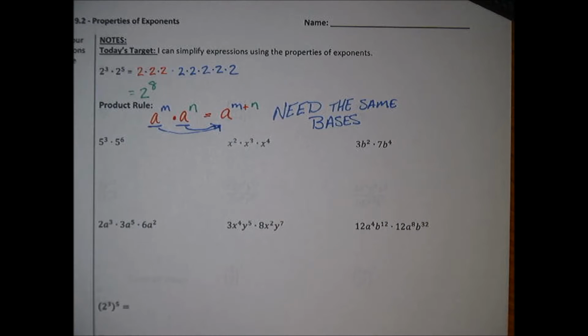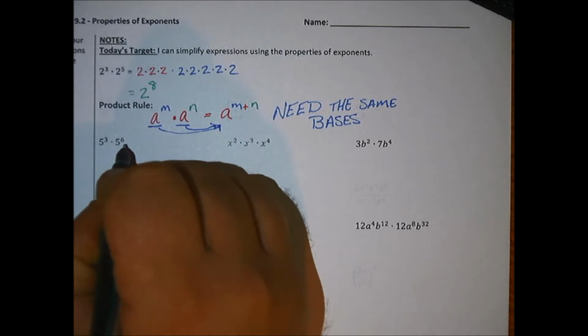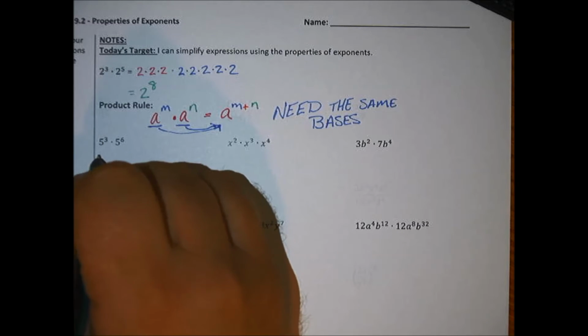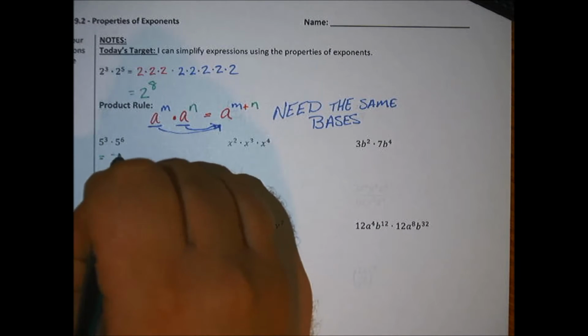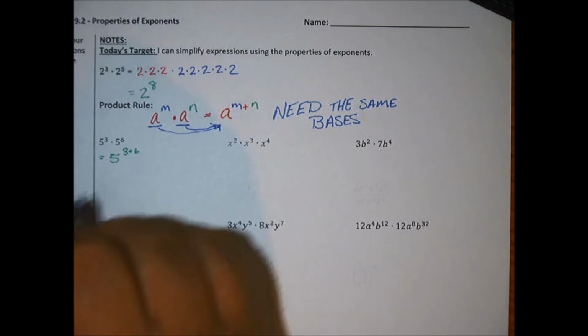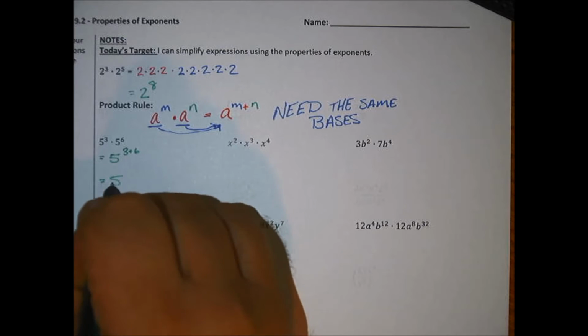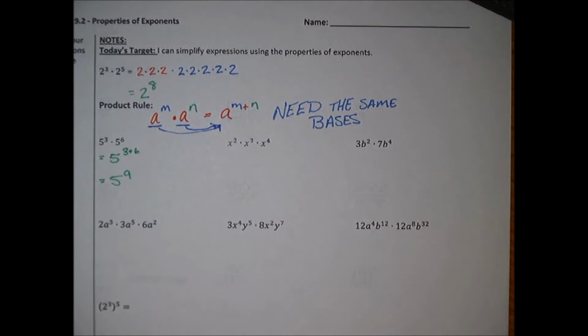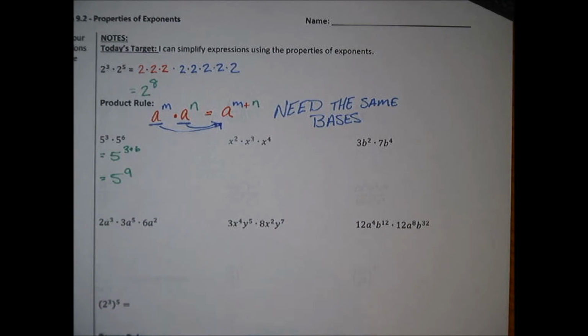Let's go ahead and use that idea on a couple of these. Here I have 5 to the third times 5 to the sixth. The product rule tells me that I can rewrite that as 5 to the 3 plus 6, which simplifies to 5 to the ninth. That's a lot easier than writing out 3 5s and then 6 5s and counting them up. Now we get to use that. We can never use things before we know them.